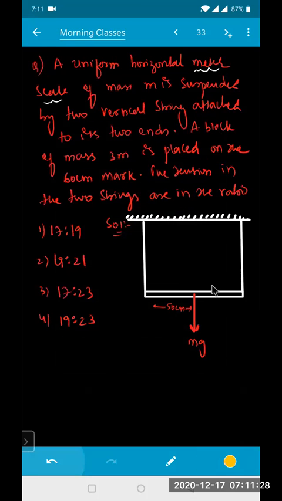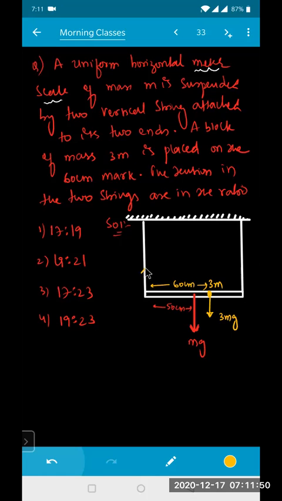We are keeping a mass of 3m, somewhere here. That means the weight of this one will become 3m into g. So this distance will become how much? 60 centimeters. So a block of mass 3m is being placed on the 60 centimeter mark. The tension in the two strings is how much?